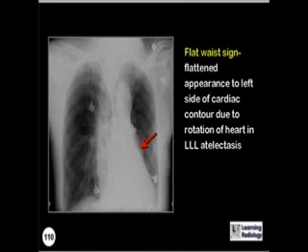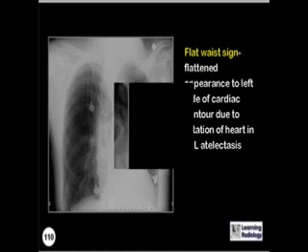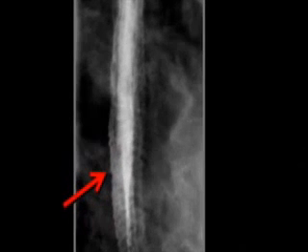This is the flat waist sign, which is the flattened, straight appearance of the left heart border due to rotation of the heart in left lower lobe atelectasis. What is the descriptive term given for this appearance?